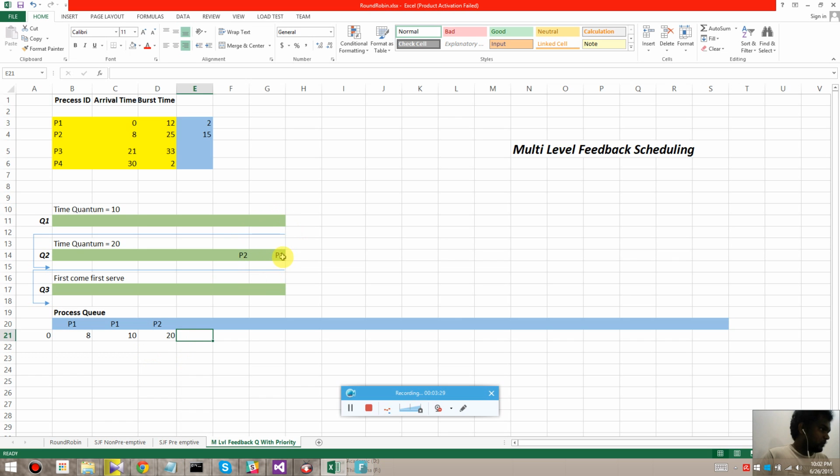By time 21 you can see process P3 comes to the CPU. Till time 21 it's process P1 that is running on the CPU, so I'll add process P1 here, and it will run for another 1 time unit, because 21 minus 20 is 1 time unit, so I'll reduce 1 time unit from the required burst time. By time 21 process P3 comes into the queue, so I will mark process P3 here.